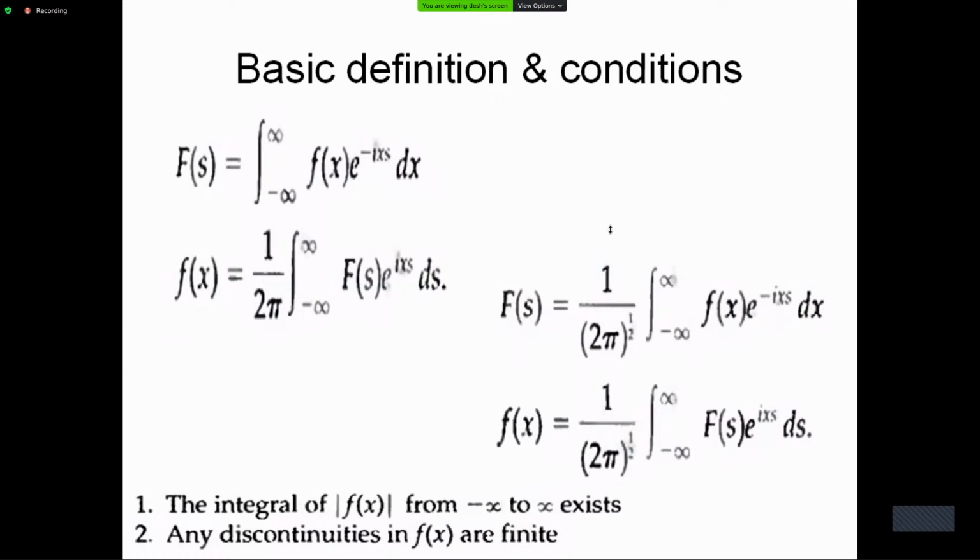Okay. So the condition for the Fourier transform to exist is that the integral of the modulus of the function, integrated from minus infinity to plus infinity, exists, and that any discontinuities one might have in the function are finite.